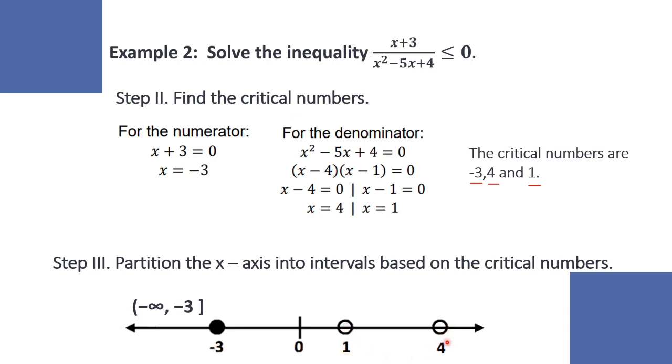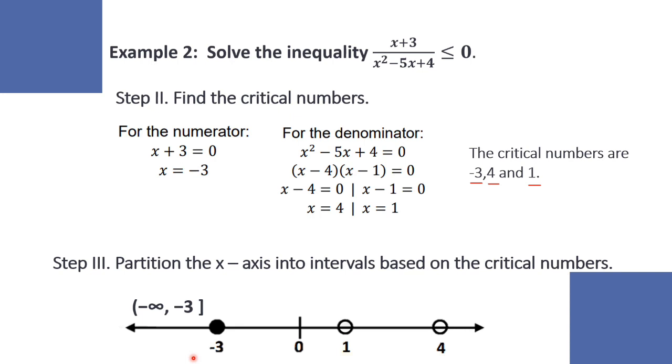How about 4? 4 minus 4 is 0, times this one is 0. So a real number over a denominator of 0 is undefined. Therefore, 4 here is hollow.